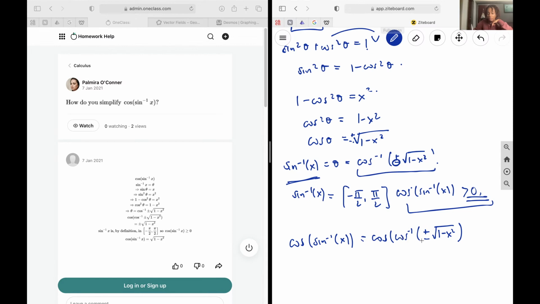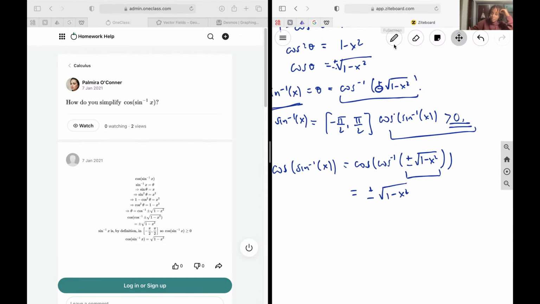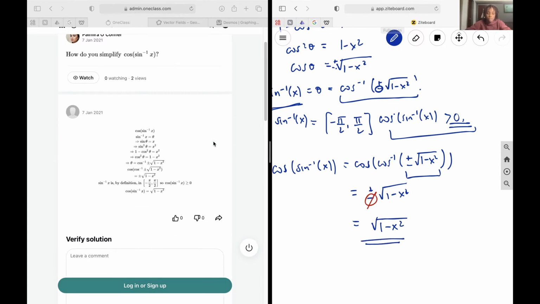Cos inverse cos will just give me what the argument is inside, so this will leave me with positive or negative root 1 minus x squared. But as I said, because inverse sine of x is between negative pi over 2 and pi over 2, cos of inverse sine of x should always be greater than 0. This cancels out the negative option we have for the square root, and my only answer will be positive root 1 minus x squared. And that's going to be it for this question.